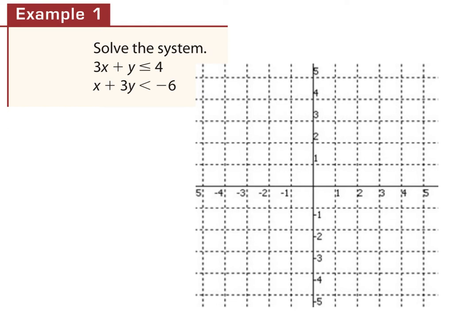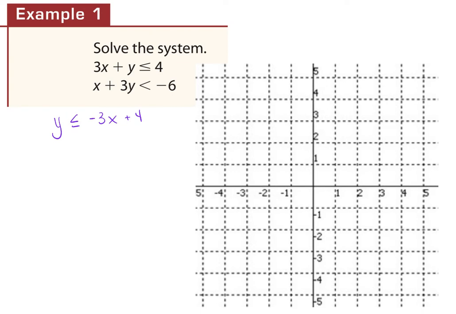If I had something like 3x plus y is less than or equal to 4, I would probably put that in slope-intercept form. Just because if I were to do my intercepts, I'm going to get a fraction for one of my intercepts. So for this first guy here, I would probably just subtract that 3x over. And my equation would look like this. Y is less than or equal to negative 3x plus 4.